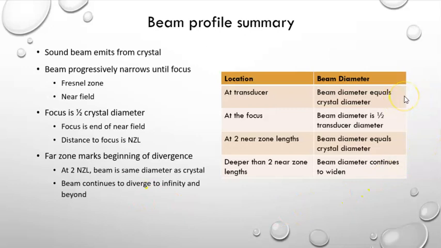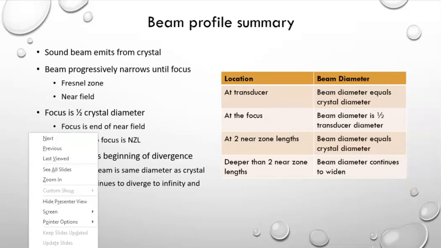So we can summarize that the beam diameter at the transducer is the size of the transducer. That should make sense to you. At the focus, it is 1/2 the transducer diameter due to near field effects. At twice the focal length, the beam is again the size of the crystal diameter. Deeper than two near zone lengths, the beam continues to widen and becomes wider and wider.